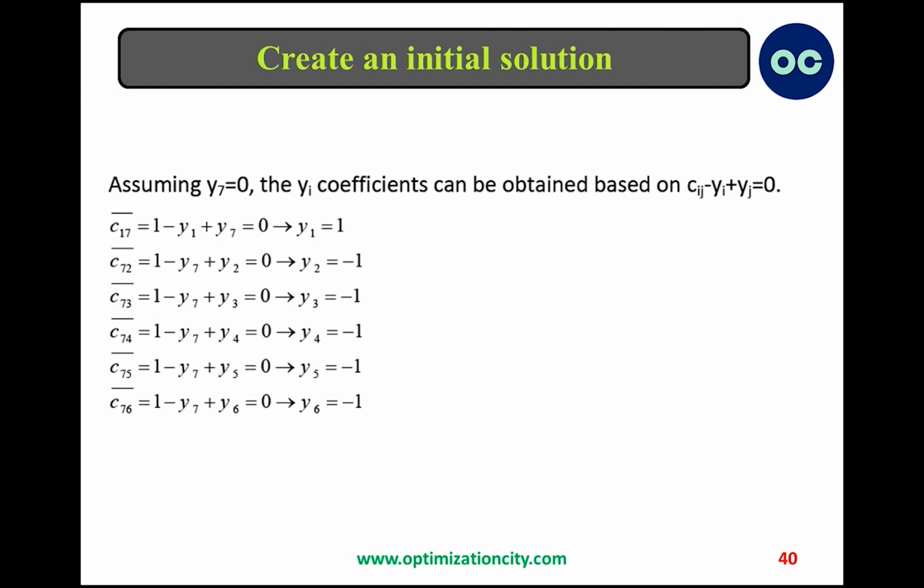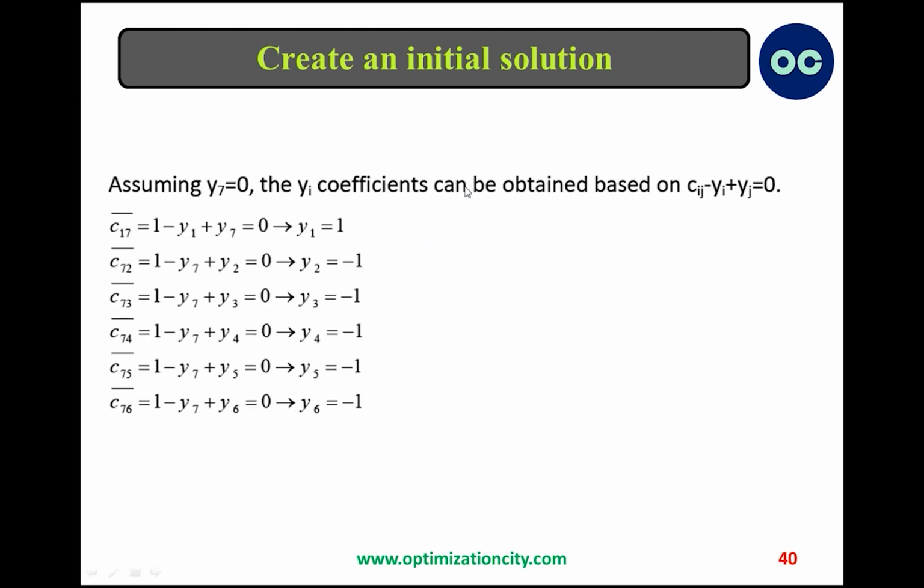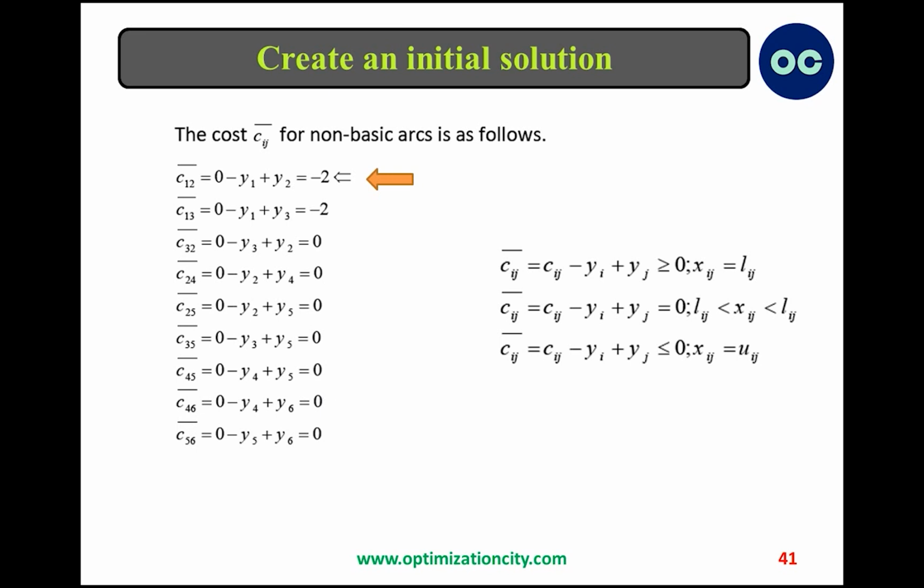So assuming y7 is equal to 0, we can calculate the yi coefficients based on the equation here: Cij minus yi plus yj is equal to 0 for all basic variables, our basic arcs. So as we can see, we can calculate y1 to y6, and y7 is equal to 0. The Cij bar for all non-basic arcs is as follows.